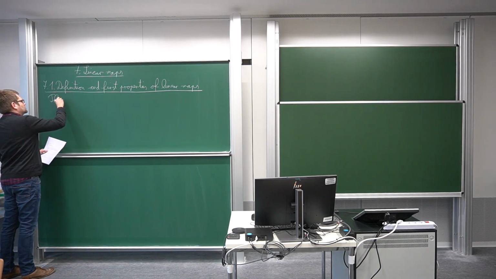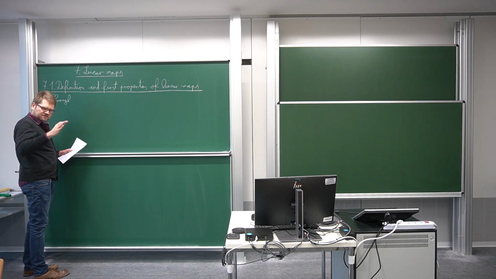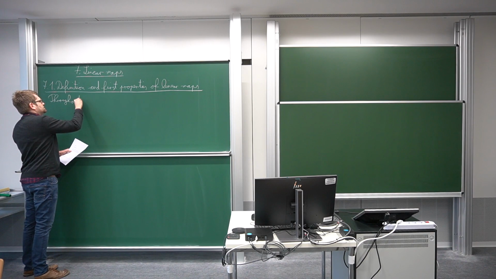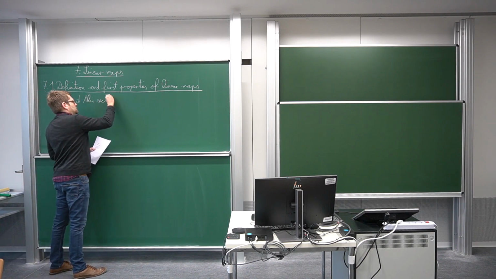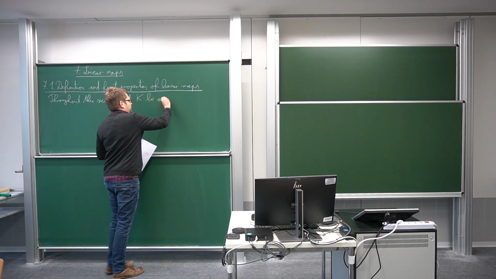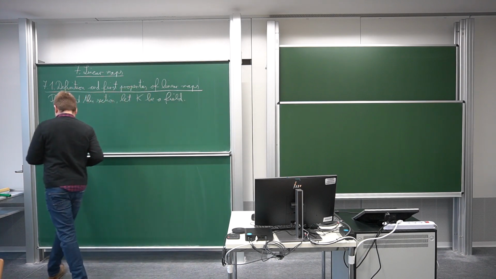Just one thing. I don't want to write all the time that everything takes place over a field K, because I just consider a fixed field in vector spaces over some fixed field in this section. So throughout this section, let K be a field. So we just fix a ground field and work with this.